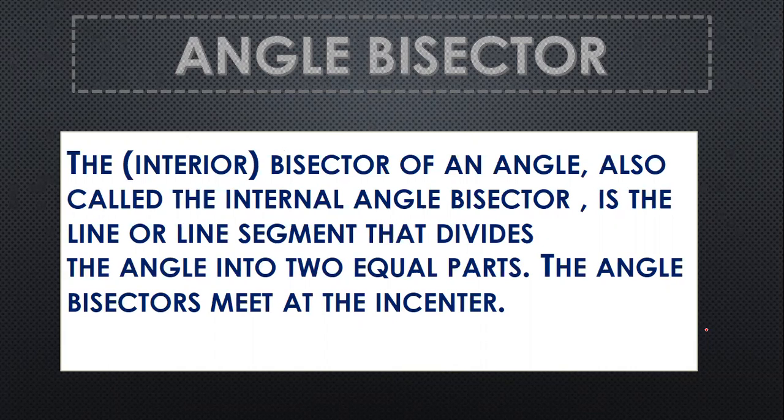The interior bisector of an angle, also called the internal angle bisector, is the line or line segment that divides the angle into two equal parts. The angle bisectors meet at the incenter. It means that the point of concurrency of the angle bisectors is called the incenter.